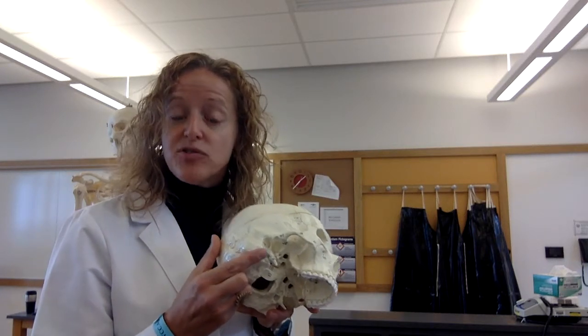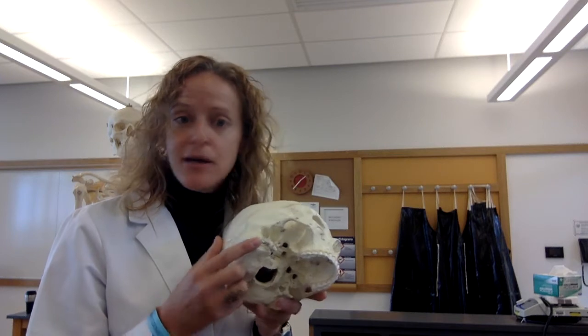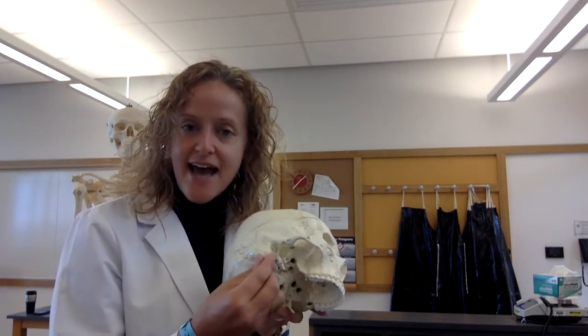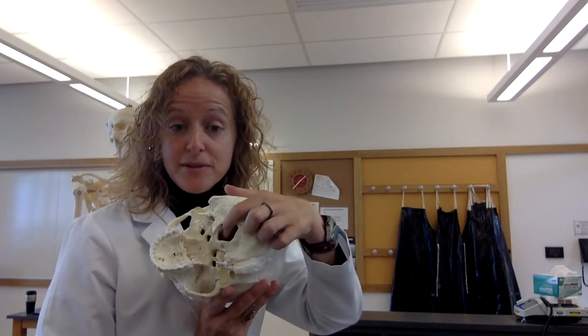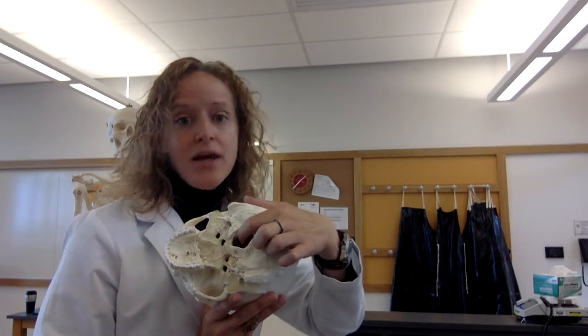A lot of times a bump or a projection is used as a muscle attachment site. Much stronger to have a muscle attached to an irregular bump than a smooth surface. All of these holes have a purpose. This is the foramen magnum. It's the hole the spinal cord goes through. That's kind of important. So there's a reason why we're asking you to learn all these.